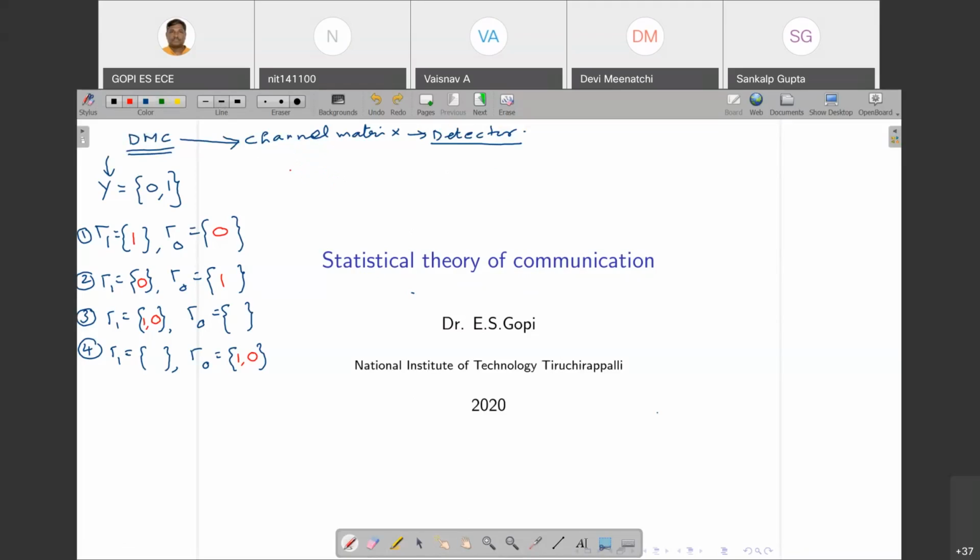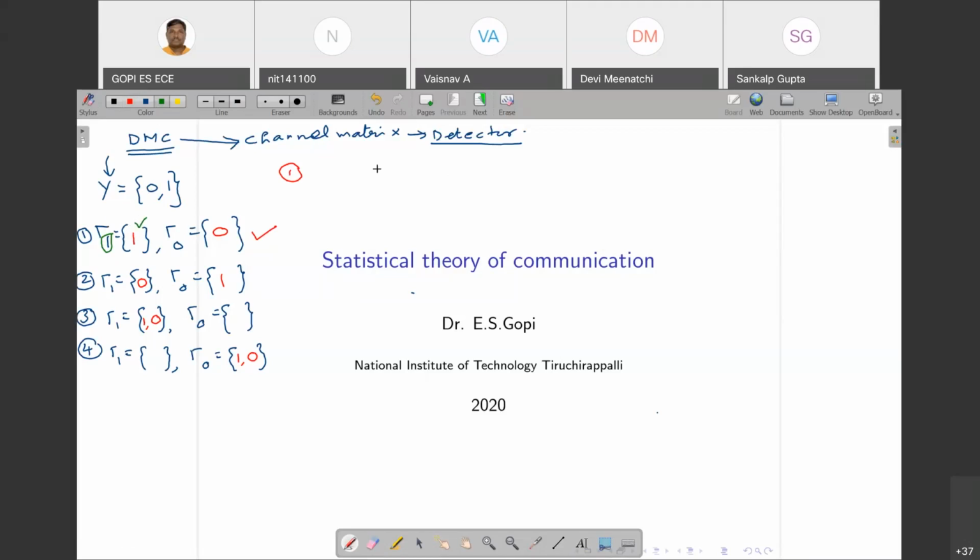Yeah, the first one we will consider now. What does it mean? Gamma 1 is equal to 1 and gamma naught is equal to 0. How do you interpret that? You have to look for whatever elements are available in gamma 1, right? Those are all the set. When you receive it in the receiver section, you have to declare that it actually belongs to the transmitter section as 1 here. That is the meaning of it.